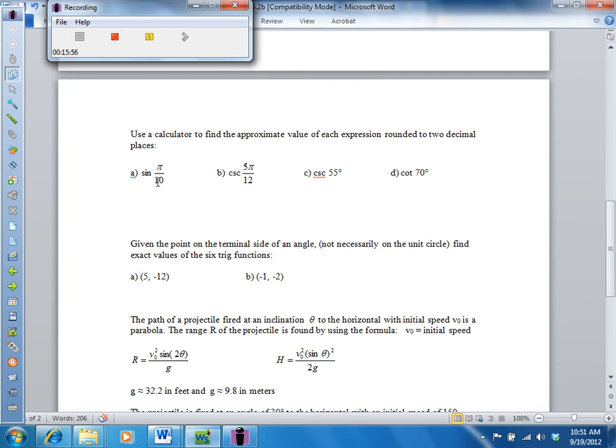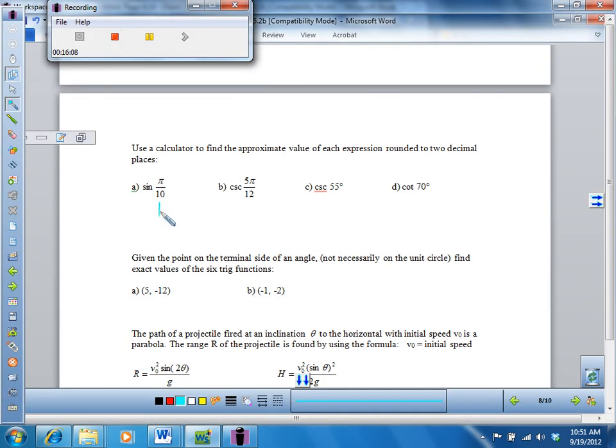These ones, you just plug into your calculator. Now, sine of pi over 10, you must make sure that you're in radian mode in your calculator. Done. Radian mode. Go ahead. This one, cosecant of 5 pi over 12.